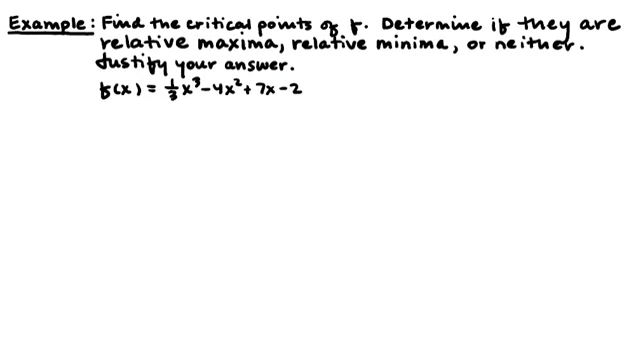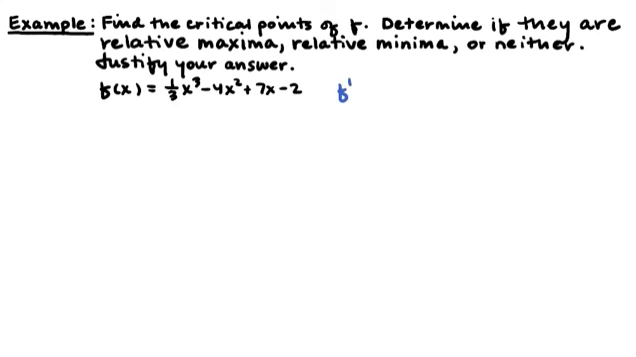All right, for example, and this is going to be a pretty common type of problem, like on the homework. Find the critical points of the function, determine if the points are relative maxima or relative minima or neither, and give a justification. Give a reason for your answer. Well, the first thing we're going to do is find the critical points, and we'll do that by taking the derivative and setting it equal to 0, since it's a polynomial.